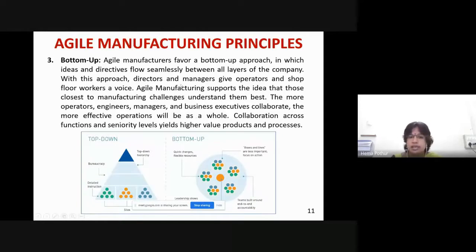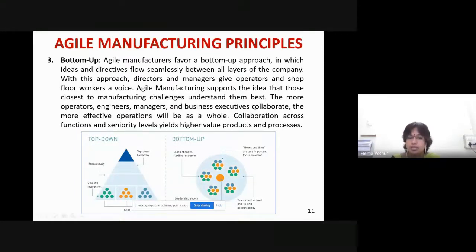With this, the directors and managers give operators and shop floor workers a voice. What is happening in the company, they will give the respective guidelines to the shop floor workers or the operators, so that they will be immediately implementing those instructions on the shop floor. Agile manufacturing supports the idea that those closer to the manufacturing source understand the challenges best. The more the operators, the engineers and the business executives collaborate with each other, the more they will work as a whole to bring out their product with much more agility.